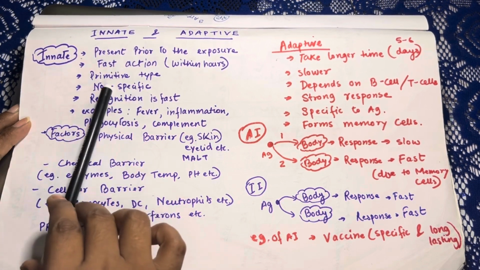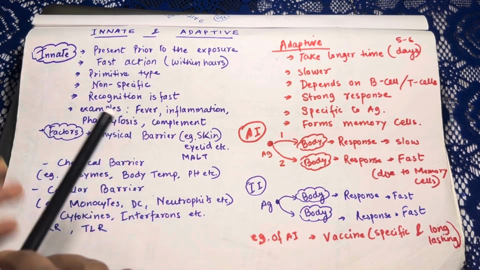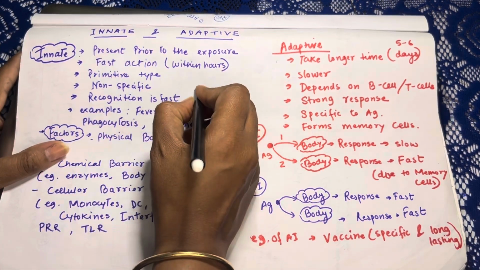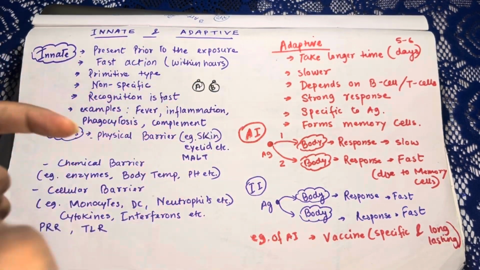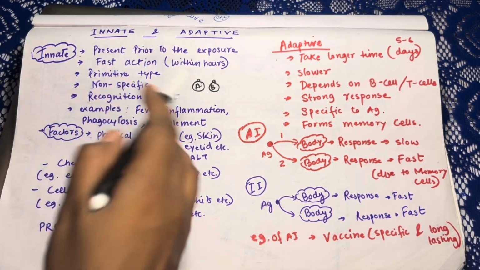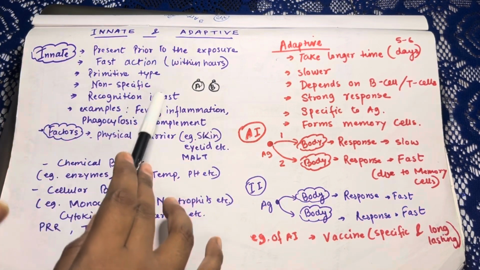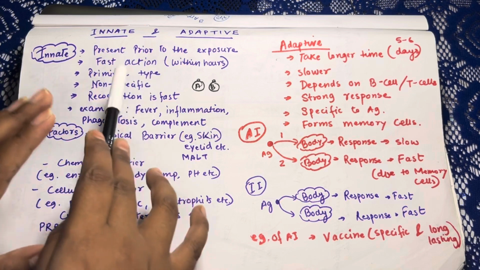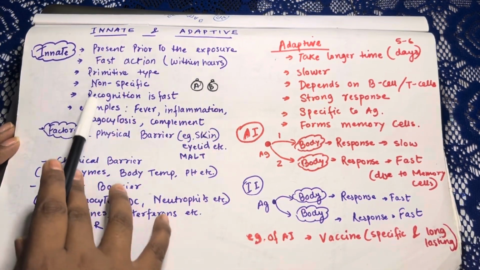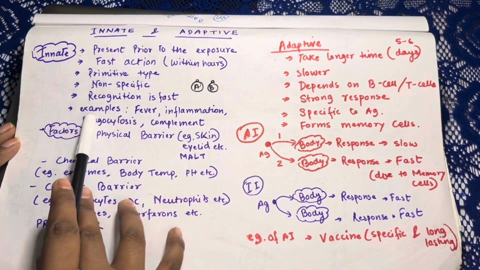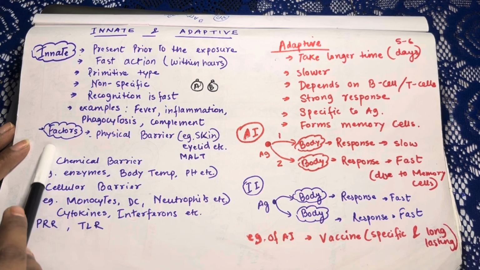It is non-specific. Non-specific means it doesn't have any specific epitope. That means if antigen A and antigen B both have the same type of epitope, then it can bind to either A or B. That means innate immunity can work on various types of antigens with no specificity. Its recognition is fast. Examples: fever, inflammation, phagocytosis, complement pathways.